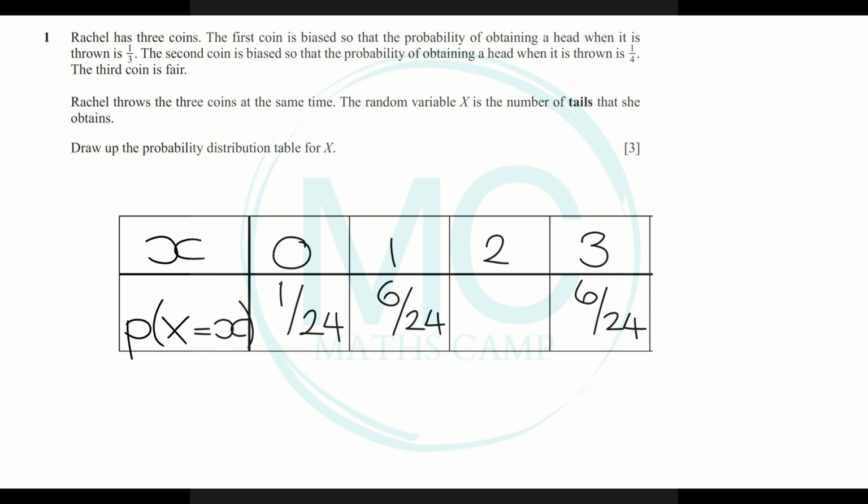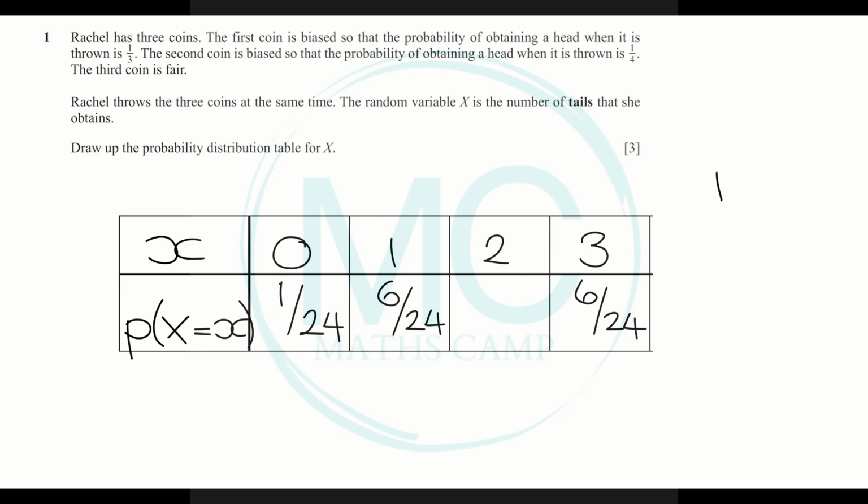Now, you can use a similar method to find the probability of two tails. But remember that in a distribution table, the sum of the probabilities will always be equal to 1. So now that we have 3 probabilities, we can create a sum to find the probability of two tails. Let's add these together quickly. 6 plus 6 is 12, plus 1 is 13.